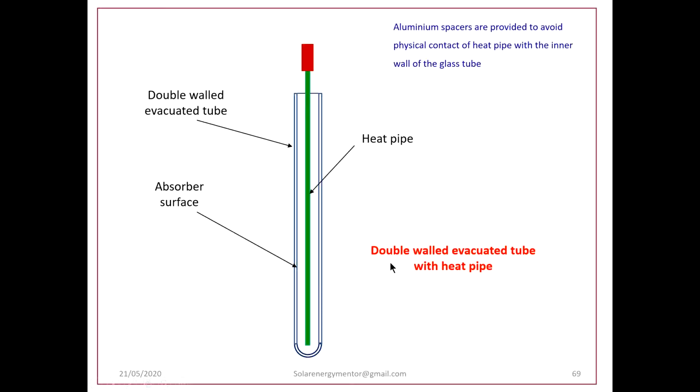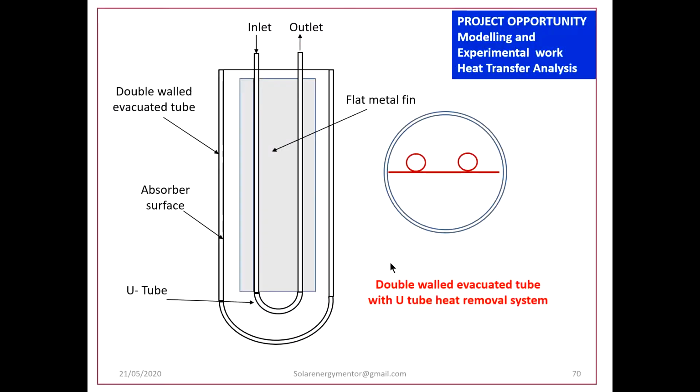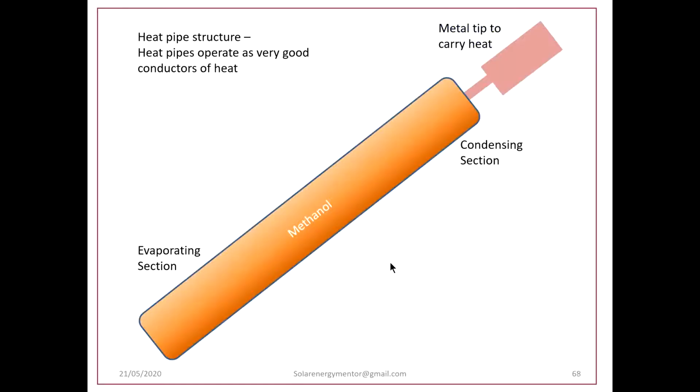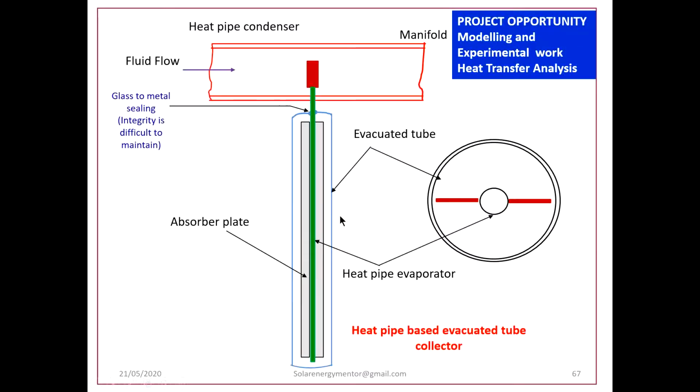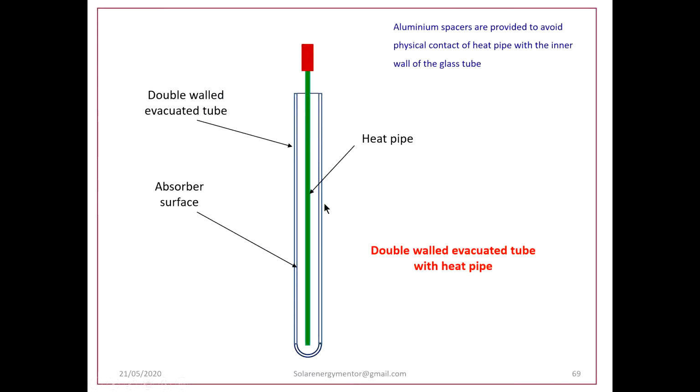The temperature obtained is less as compared to these type of heat pipe based collector, because here evacuation is effectively maintained and absorber plates are also provided. So here the maximum temperature obtained is of the order of say 110-120 degrees Celsius in these type of double walled evacuated tube with heat pipe.